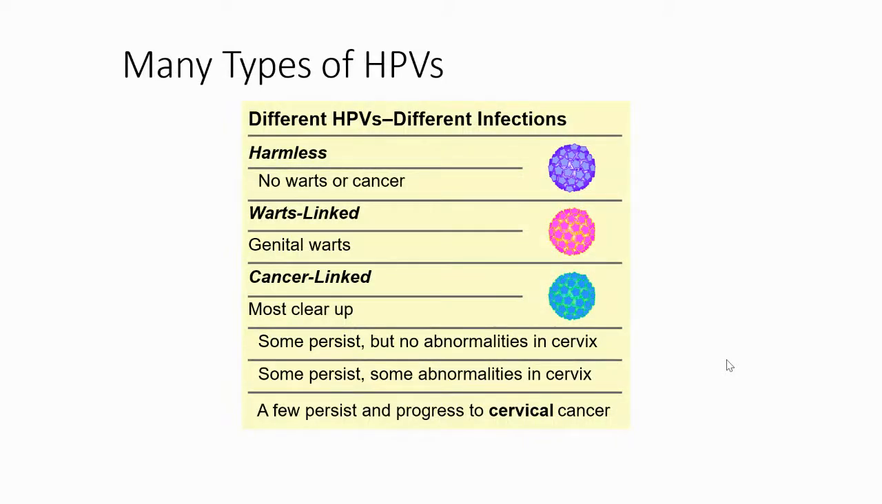There are many different types of HPV, as I've already mentioned. There are harmless ones which cause no warts, no cancer. There are ones that cause genital warts, and then there are ones that cause cancer. In most cases, they will clear up on their own, but some will persist. Some will persist and there'll be no abnormalities in the cervix. Some will persist and there'll be some abnormalities in the cervix. And a few will persist and progress to cervical cancer.